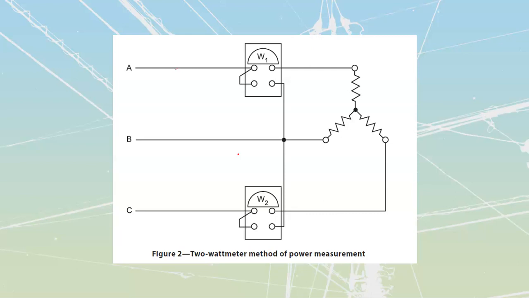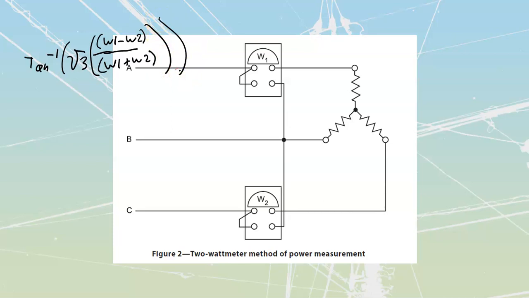Take a look at that formula that they give you. Formula is cotangent, so tan to the negative 1 of root 3, that's 1.732, times, stick another set of brackets around here, W1 minus W2. Look at all the brackets I'm throwing in here because I want to be able to calculate this one. Divide it by W1 plus W2. If you do punch this thing into your calculator, make sure you stick brackets, okay?